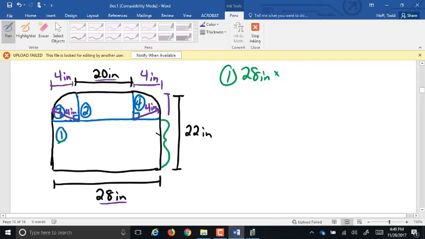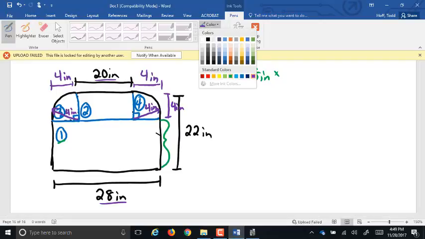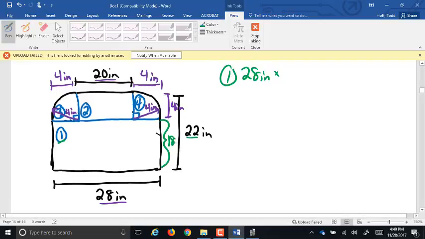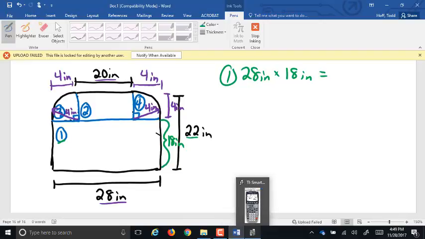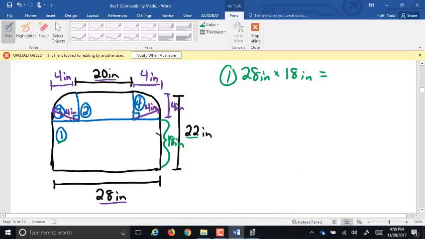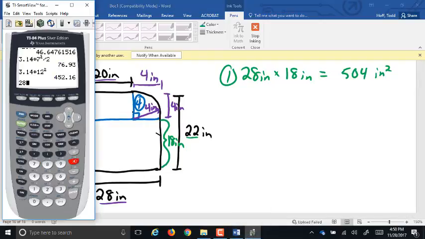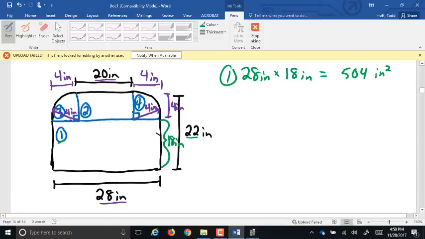So if it's 4 inches that way, it's also 4 inches in this direction, giving us 22 minus 4, or 18 inches here. So yes, that is 28 inches by 18 inches, which is going to give us, what is that, 504 inches squared? Does that look right? Yep, that's right. So that's area 1.